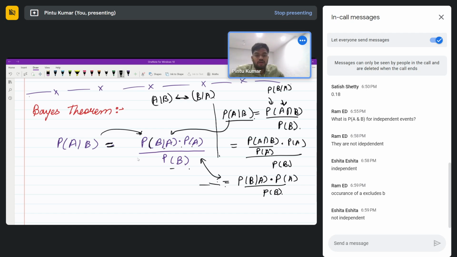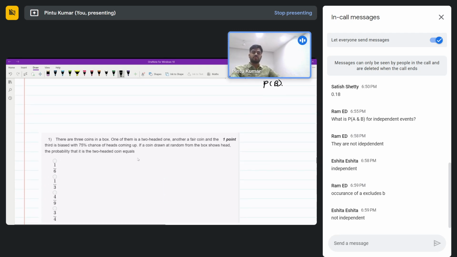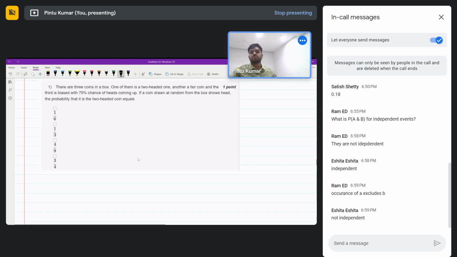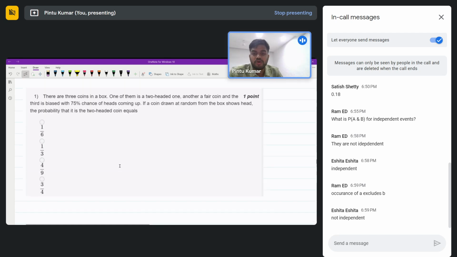Okay. So we will try to solve some questions based on it, and I think there are a couple of questions in your assignments also. So the question is, just read the question with me. There are 3 coins in a box. One of them is two-headed. So the coin is not a fair coin. On both sides we have head.